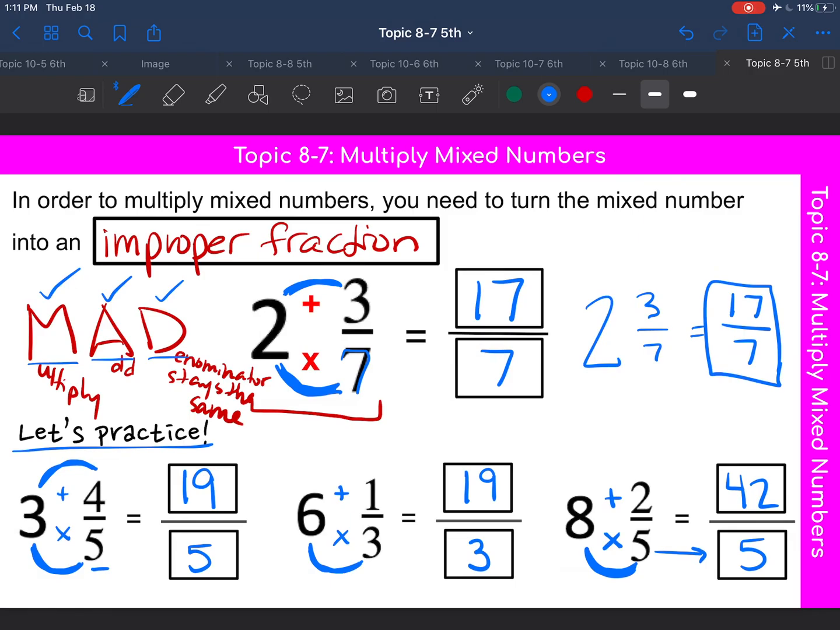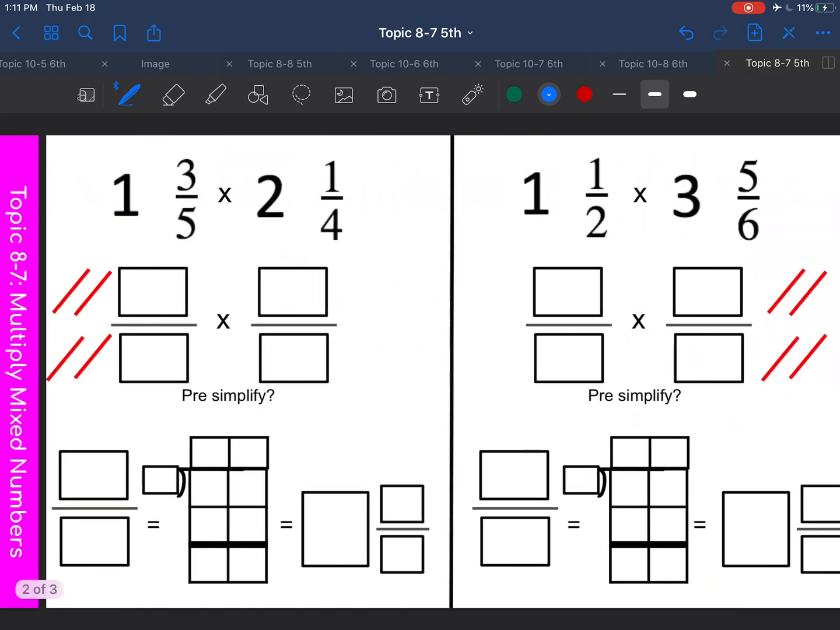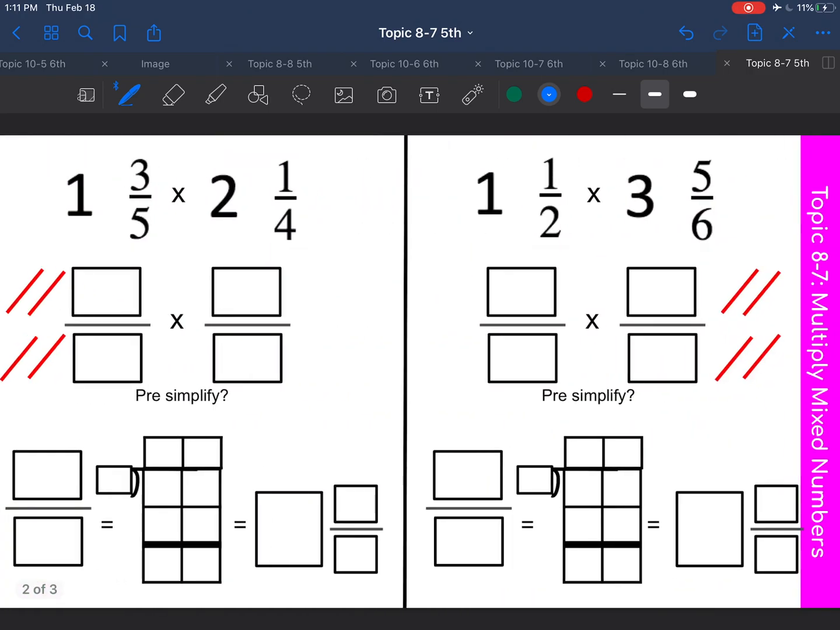All right, so let's look at an example of multiplying mixed numbers. So this first example right here, it's 1 3/5 times 2 1/4. Well, again, we cannot, and don't do this, you don't multiply the whole numbers and then multiply the fractions. You will not get the same answer.